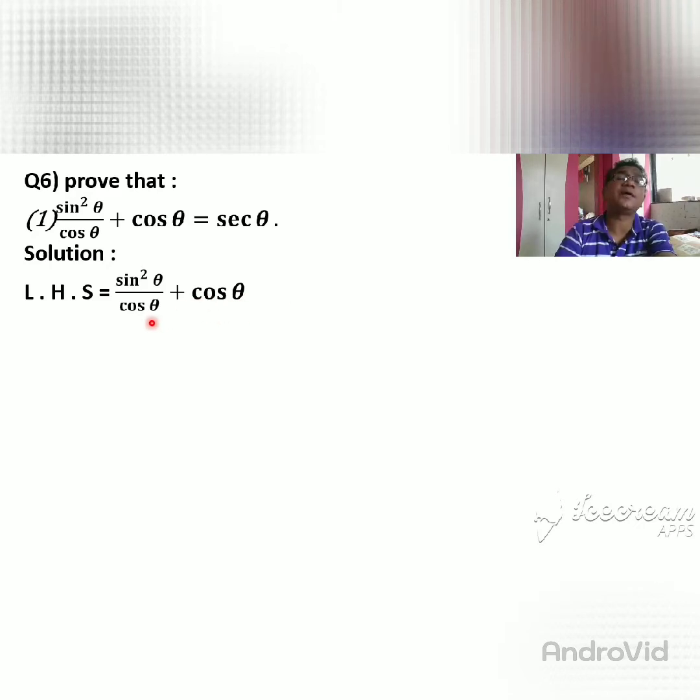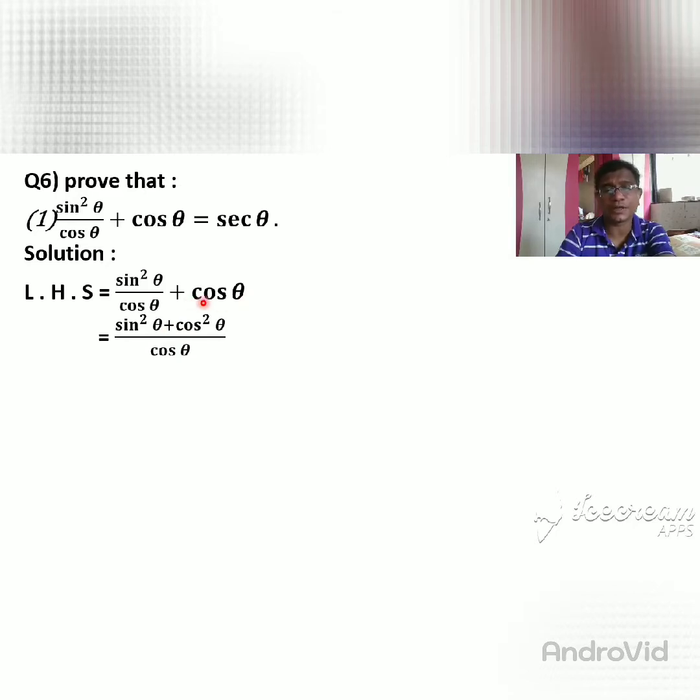So what is the LCM? Cos theta and 1, the LCM is cos theta. Whatever you multiply, you get cos theta. So here the denominator is cos theta. Multiplying by 1 into sin square theta, you get sin square theta. This plus sign is carried as it is.